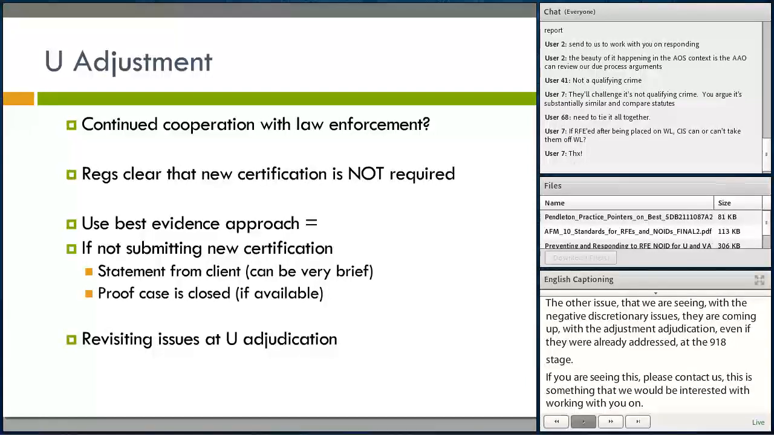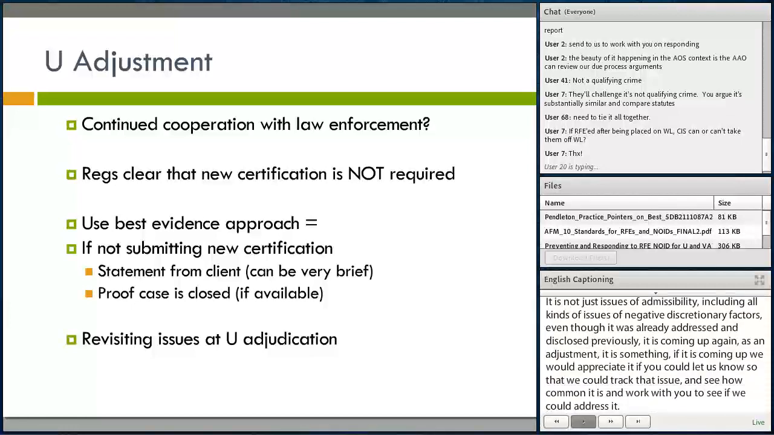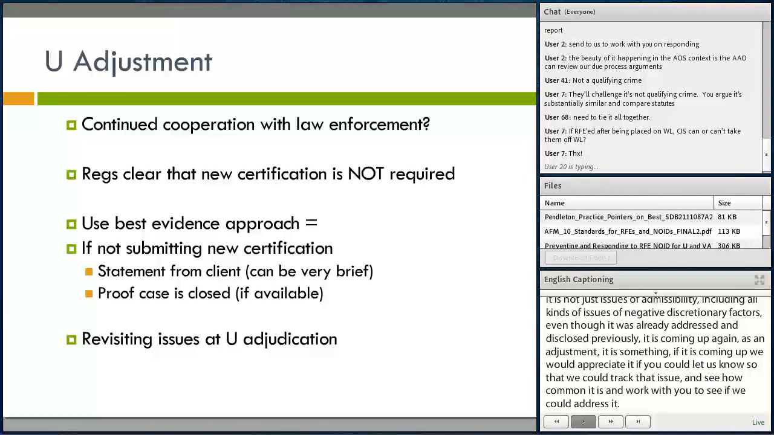And it's not just issues of inadmissibility. It includes all kinds of issues of negative discretionary factors, where even though it was already addressed and disclosed previously prior to the U grant, it's coming up again at adjustment. And so if it's coming up, we would really appreciate it if you could let us know so that we can track the issue, see how common it is, and also work with you to see if we can help you address it.